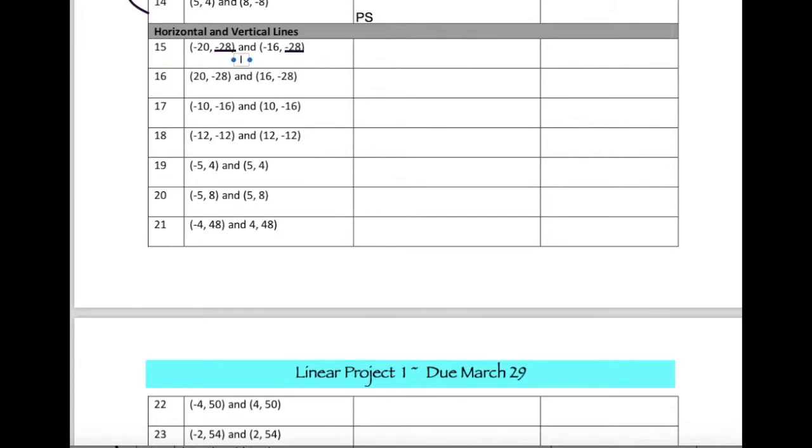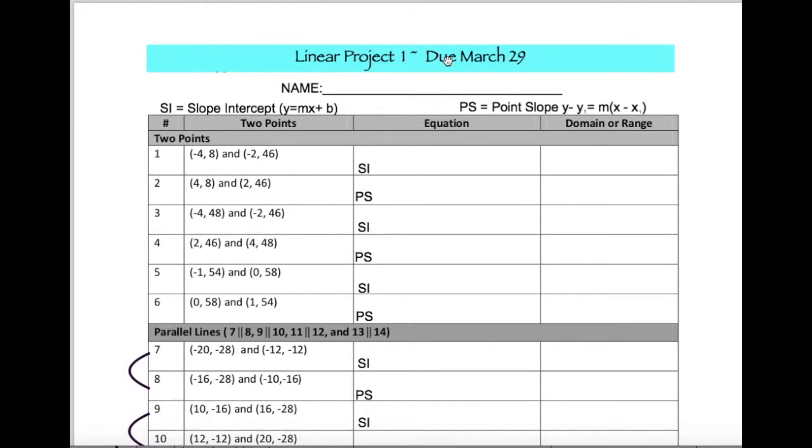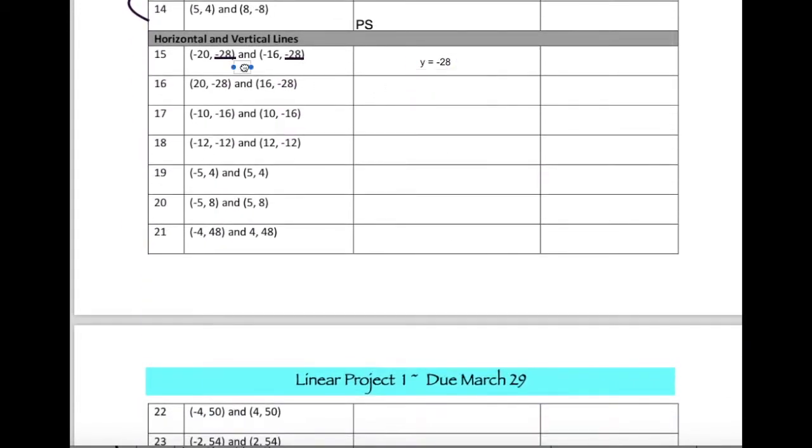So that makes it very easy for me to determine that that's just a y equals -28 line. So I'm just going to put that right there in this column that is labeled equation, and we're done with that for right now. I'll come back to that. Same thing on line number 16. You have y equals -28 in the first point and y equals -28 in the second point. So we can take that, copy and paste it. You're going to write that down on your sheet.